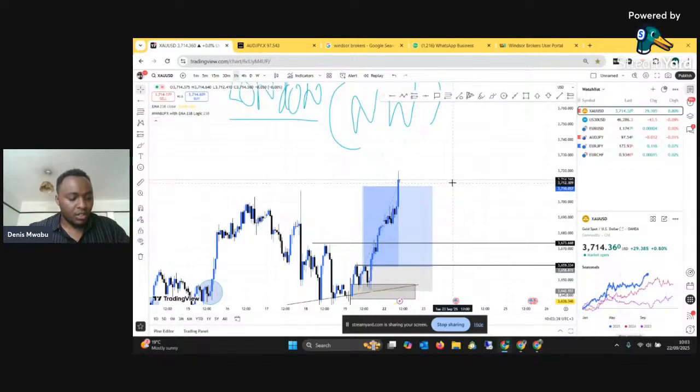Just taking a look at gold here, and I can see how gold has been able to push up all the way. It has been able to push up.